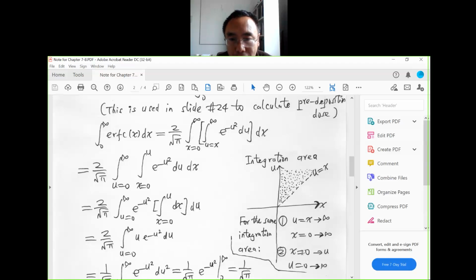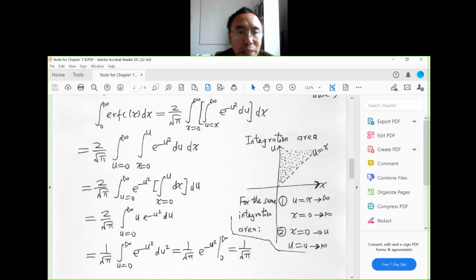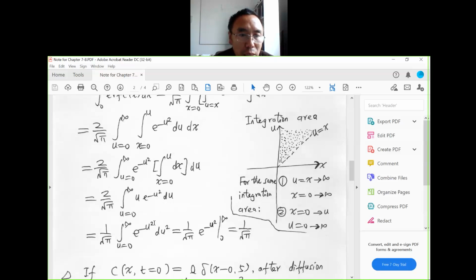Now here we can see x is from 0 to u, and u is from 0 to infinity. So we have the same area. Then we can integrate x first. This one is very easy. It equals u, so then we have the integral of u du, which equals u squared over 2. So in the end, it is very easy to get 1 over square root of pi.